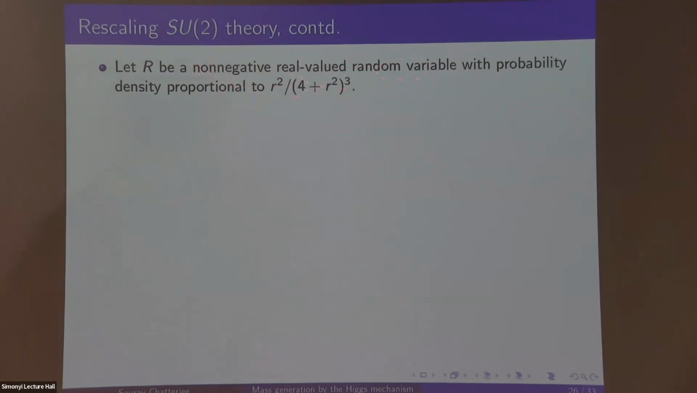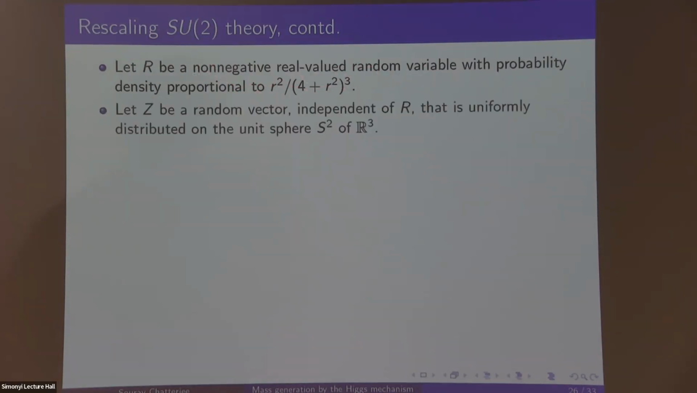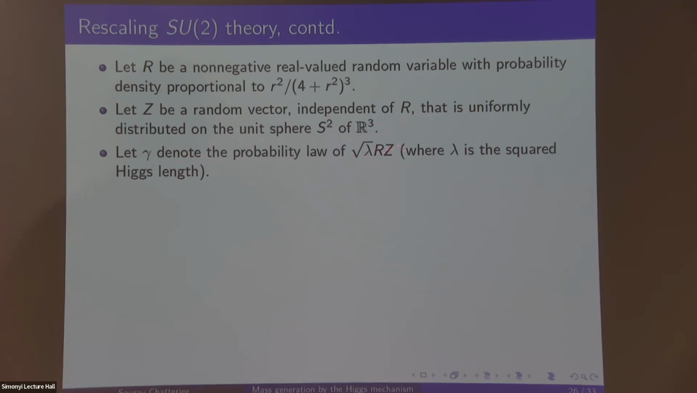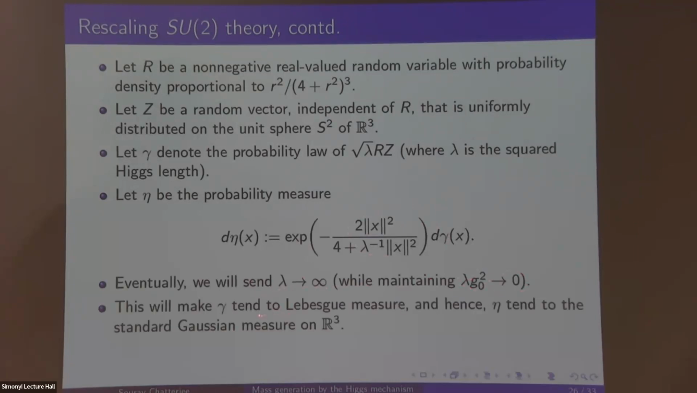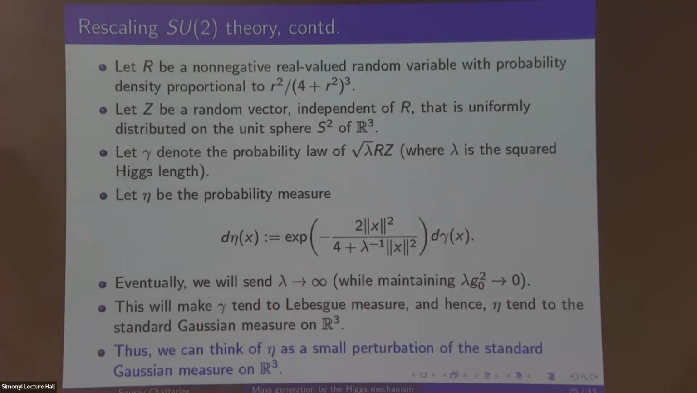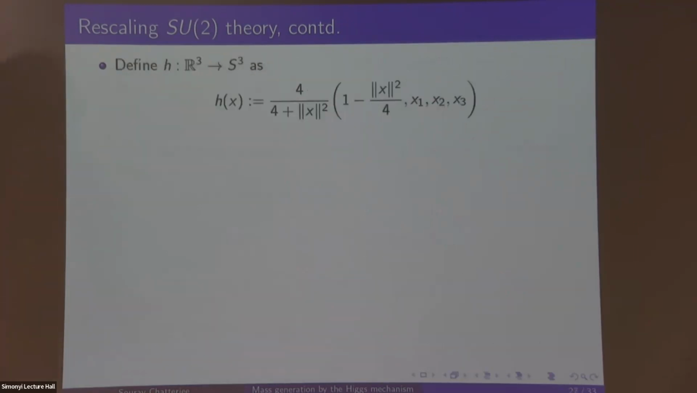Let R be a non-negative real valued random variable with its probability density proportional to this. Let Z be a random vector uniformly distributed on the unit sphere of R3. Let gamma be the probability law of root lambda times R times Z, where this lambda is a squared Higgs length. And then eta be this probability measure, okay? And eventually we'll send lambda to infinity while sending lambda G0 squared to 0. And this will make gamma tend to the Lebesgue measure, this probability law as lambda goes to infinity, and eta will tend to standard Gaussian measure.